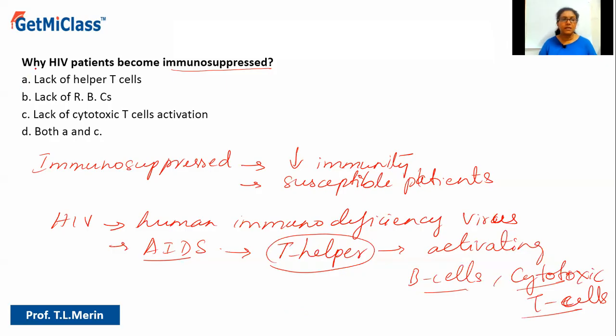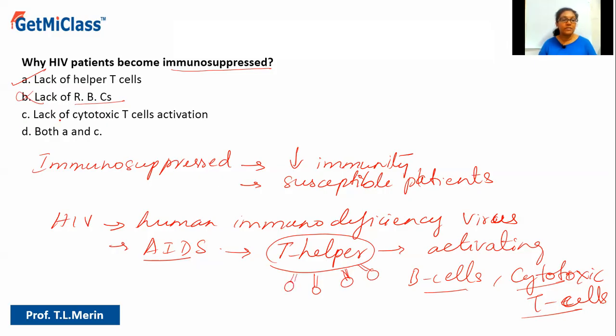So let us see. The question says, why do HIV patients become immunosuppressed? Because of lack of T helper cells. That is absolutely right. Option B says lack of RBCs. No, because HIV does not attack RBCs. It doesn't have its receptor. It has its receptor mainly on the T helper cells as well as the macrophages. Macrophages can just engulf them and further proliferation can occur, but mainly T helper cells.